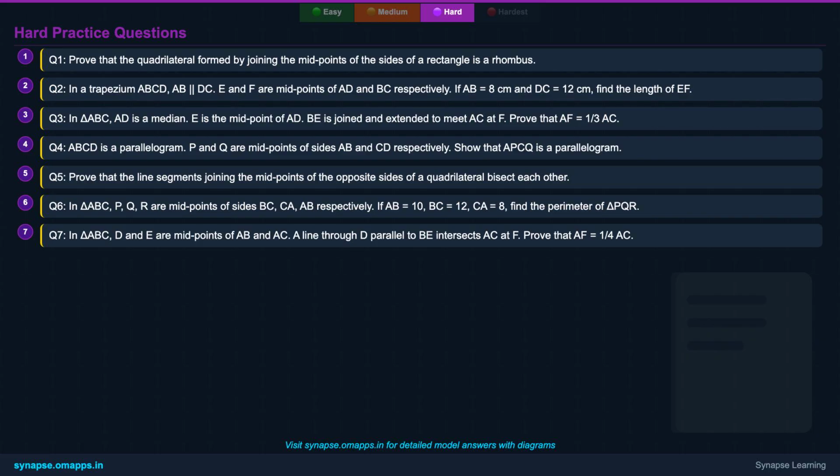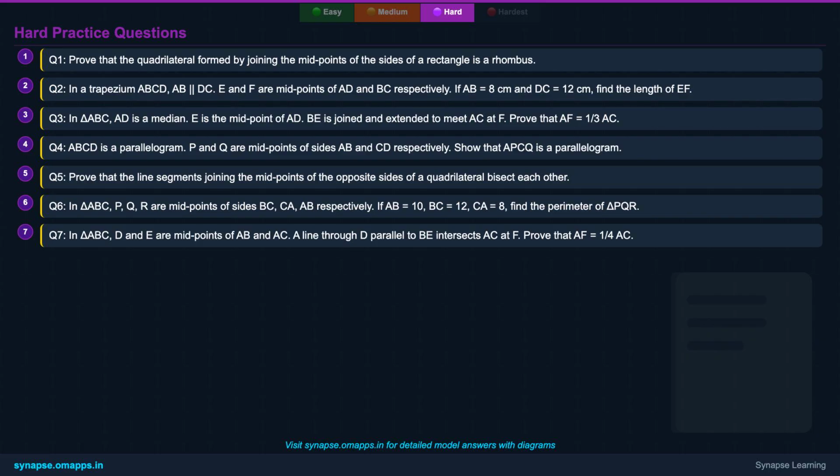Question 2. In a trapezium ABCD, AB is parallel to DC, E and F are midpoints of AD and BC respectively. If AB is equal to 8 cm and DC is equal to 12 cm, find EF.